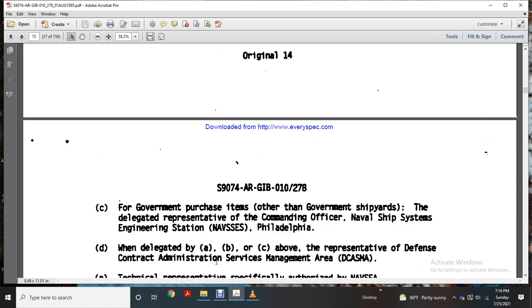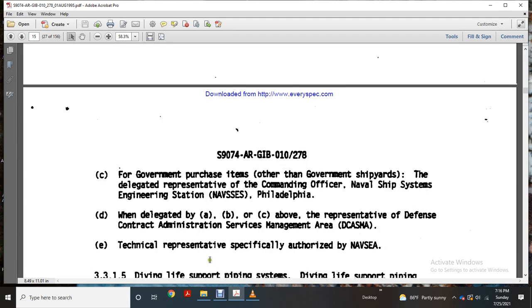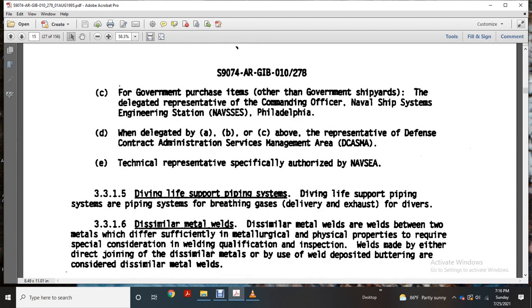Here is the delegated representative of the commanding officer of the Naval Ship Systems Engineering Station, Philadelphia, the delegated representative in A, B, and C above, and the representative of the Department of Defense Contract Administration Services Management Area. Technical representative specified with the authorized Naval Sea Systems Command. Diving life support piping: the support piping of the life support system, with the piping system for the breathing gas for the delivery and exhaust for the divers.